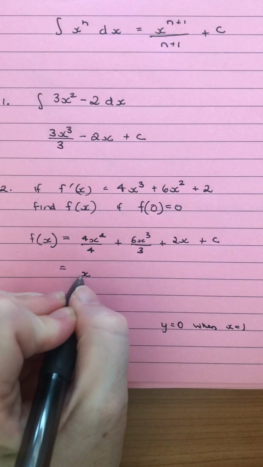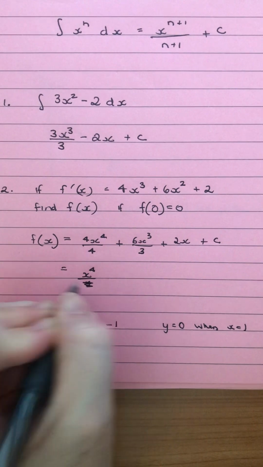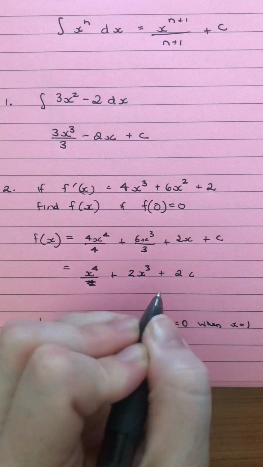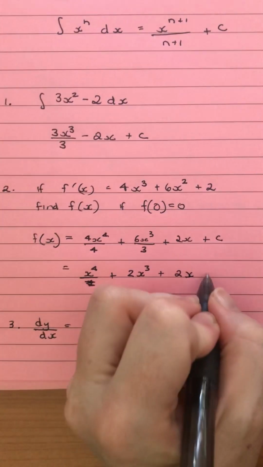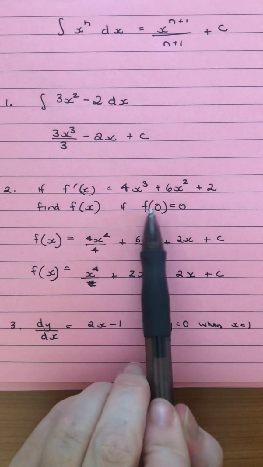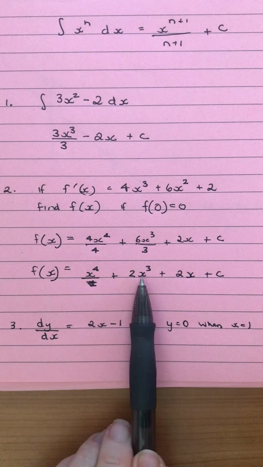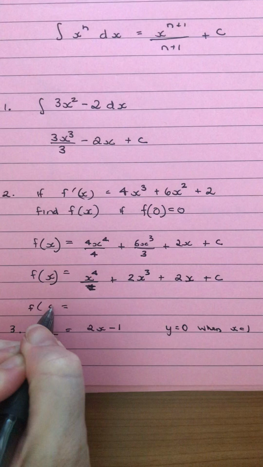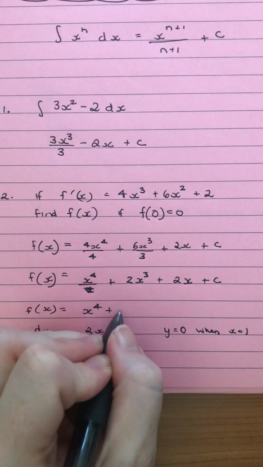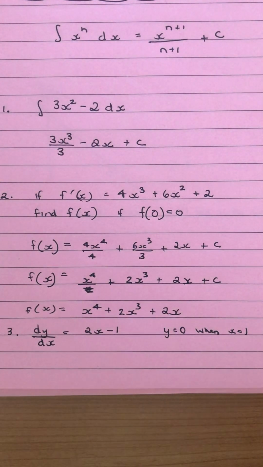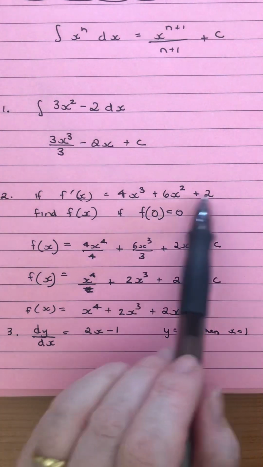So we'll simplify that to x to the 4, plus 2x cubed plus 2x plus c. Now we've then been told that f of 0 is equal to 0. So if we're putting in 0 here, that c must be 0. So we can then just write f of x is equal to x to the 4 plus 2x cubed plus 2x as our answer. You can always do a quick check that you're going to get the same answer as your derivative when you check it.